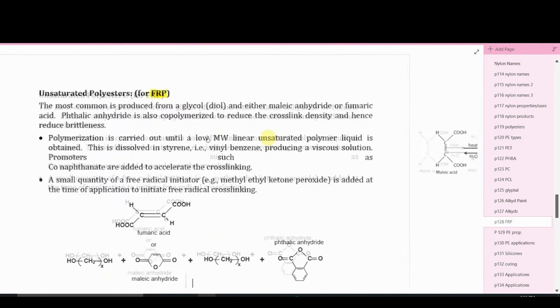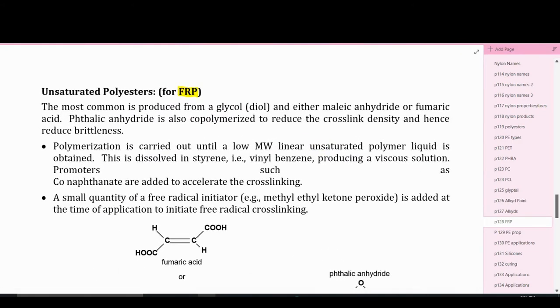Almost there. FRP, fiberglass reinforced plastic. So another example of an unsaturated polyester. FRP stands for fiberglass reinforced plastic. Most commonly made with a diol and either maleic anhydride or fumaric acid.